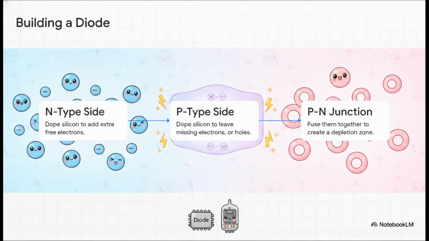When you finally fuse these two sides together to create a PN junction, they form this tiny, microscopic boundary right in the middle called the depletion zone. And just like that, this clever little sandwich effectively replaced those massive, hot, glowing glass tubes forever, swapping them out for a silent, microscopic sliver of engineered crystal.